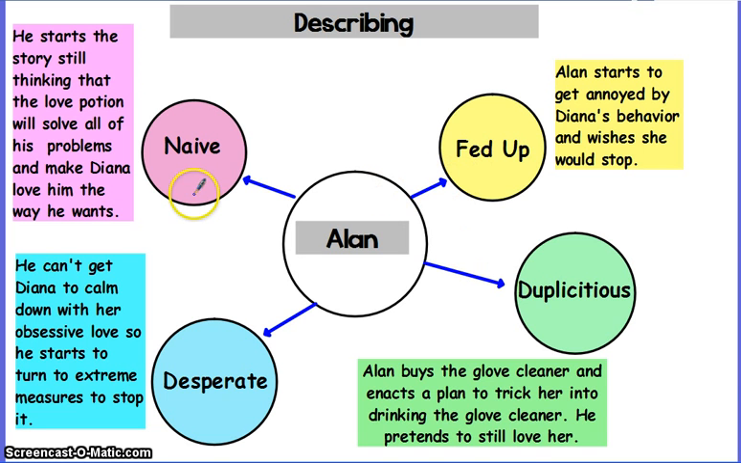So I have my descriptive words in my bubbles, and in my frame of reference, I'm going to give specific story ideas for scenes or ways in the story that I'm going to show these traits. So for naive, I'm going to show he's naive by having him, in the beginning of the story, think that the love potion is going to solve all his problems. I'm going to show him as fed up by having a scene where he's getting very annoyed by Diana's behavior. He wishes that she would stop. He's going to try to talk some sense into her. Maybe I'll even add a friend that he calls and tries to get advice.